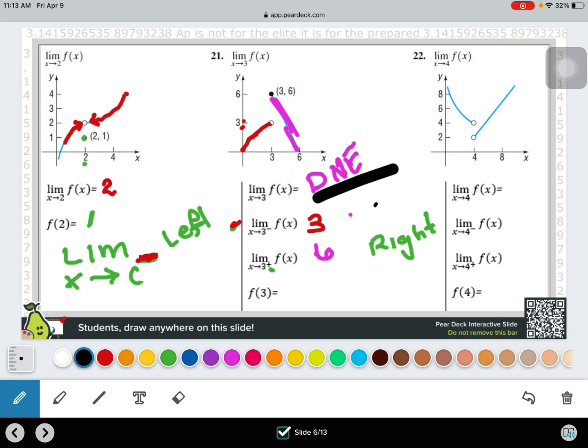Okay, and the actual location, right? The actual location. Sorry, I'm struggling to pick what colors to use. Of 3 is this solid dot right here, which is 6. Okay. All right, let's go ahead and try the next one.